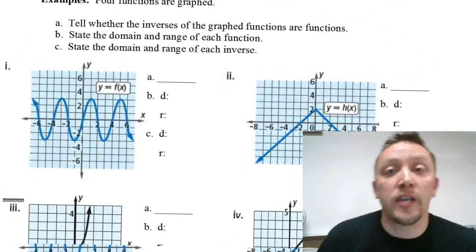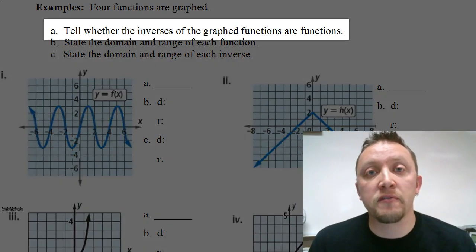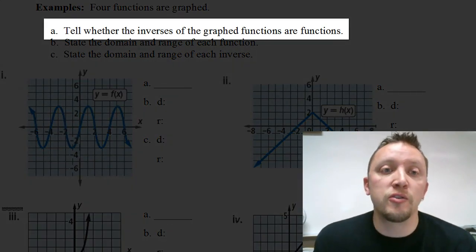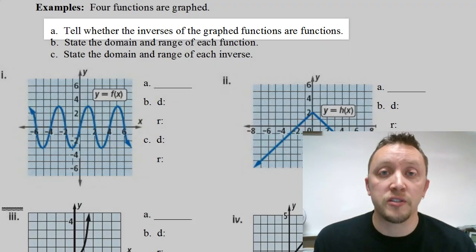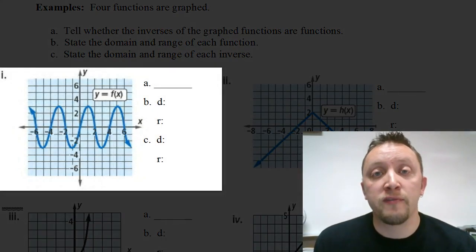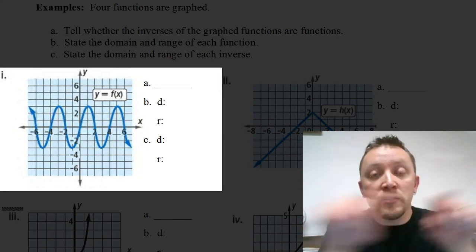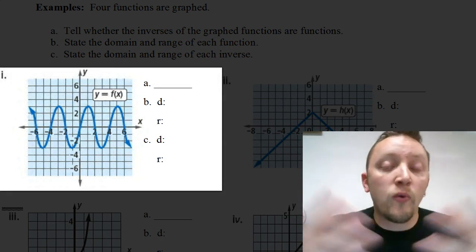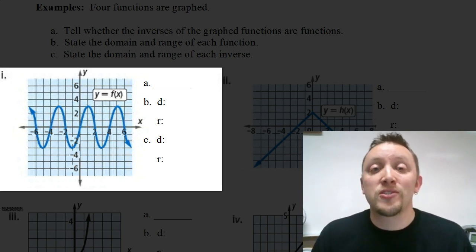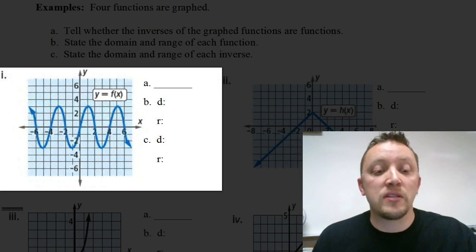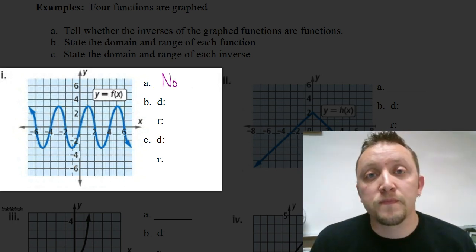Okay, so let's look at this first example on the far left. Now the instructions tell us to determine whether the inverses of the graphed functions are also functions. So when I look at that graph, it clearly fails the horizontal line test. No matter where I would draw a horizontal line, it's going to hit more than one point on that graph. So that tells me that the inverse of this is not a function.